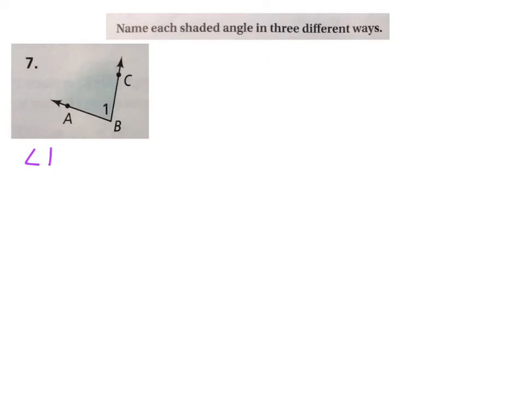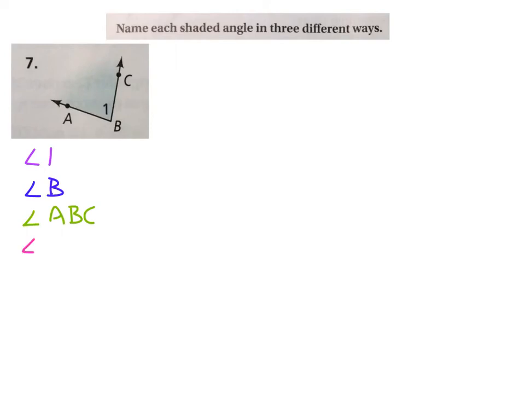We could also name it, since there is only one angle coming off of vertex B, we could call it angle B. And we could also call it angle ABC, as long as we do a point on one of the rays, then the vertex is B, where they come together, and then a point on the other ray. So we can call it ABC.